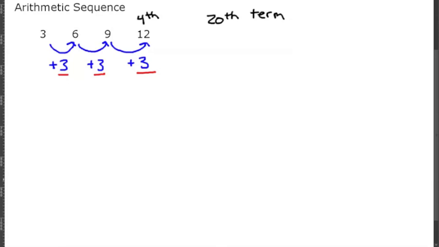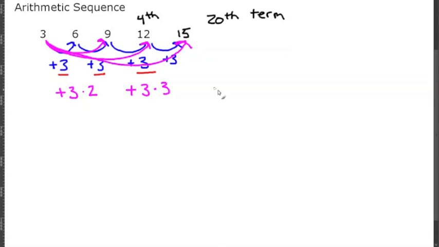What if I asked you how to get from 3 to 9? Well, to get from 3 to 9, we're adding 3 2 times. What if I asked you to get from 3 to 12? To get from 3 to 12, we're adding 3 3 times. Let's look at the next term, which would be 15. Adding a 3 to 12 would give us 15. And what if I asked you, how do you get from 3 to 15? You would add a 3 4 times.